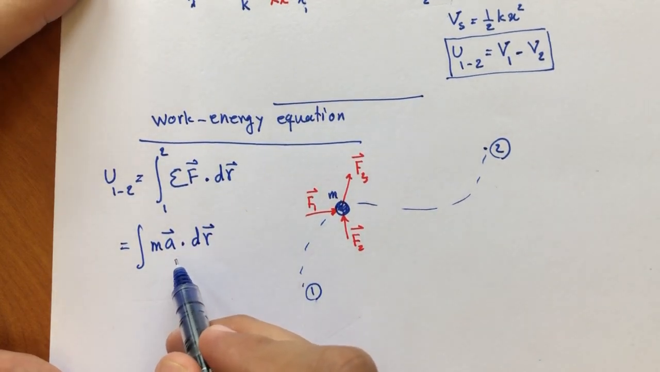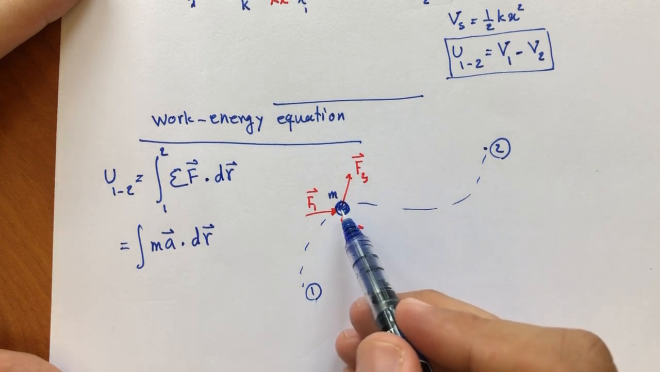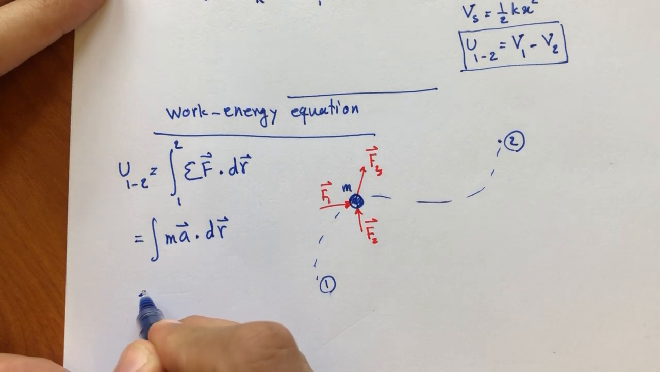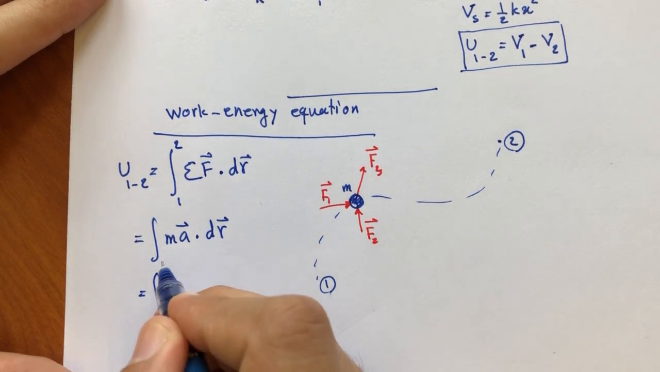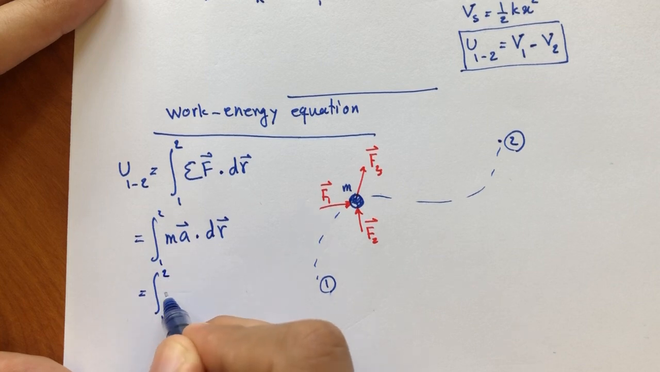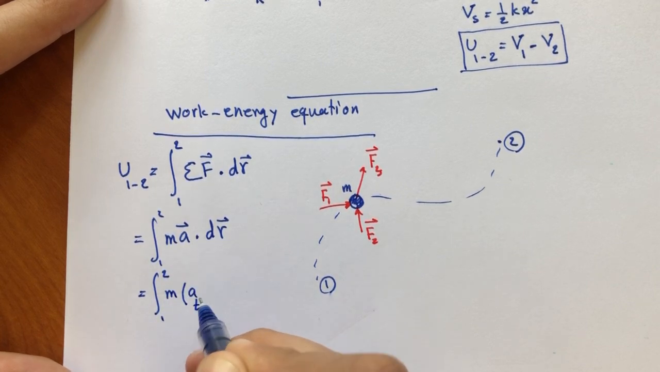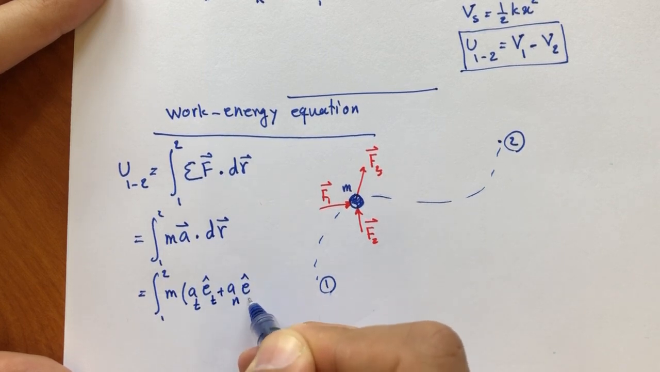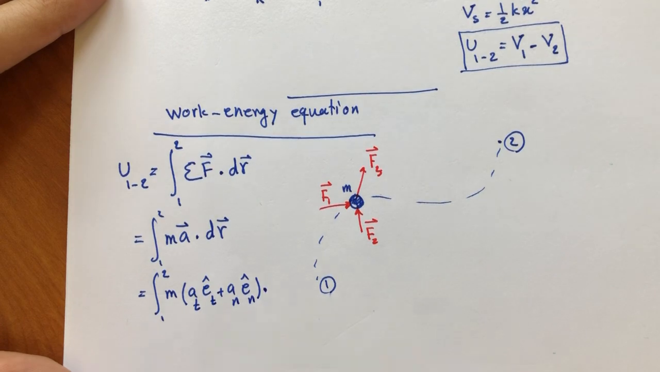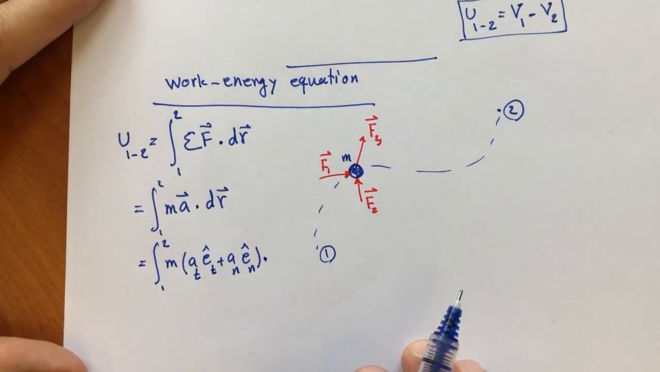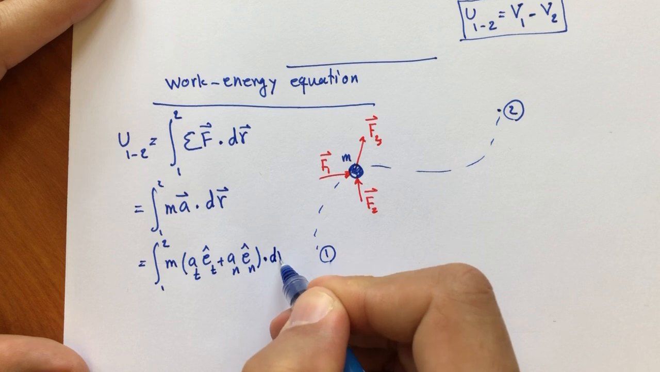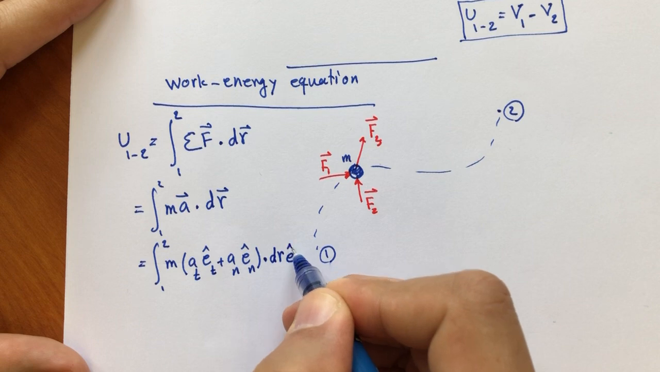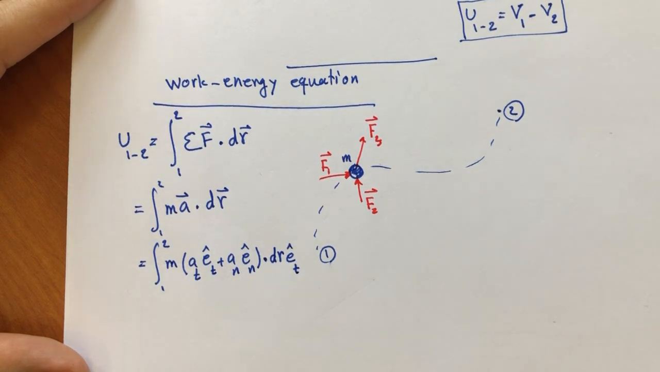And acceleration, you can write it in tangential direction and normal direction. You can split it in those directions. So this is going to be equal to the integral from 1 to 2 of mass times acceleration in the tangential direction, et, plus acceleration in the normal direction, en, dot dr. And we know dr, the displacement, is always in the tangential direction. So I can write it as the length of displacement dr without any vector sign times e tangential.